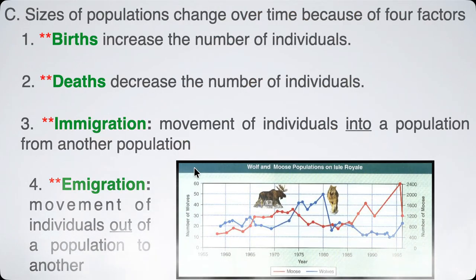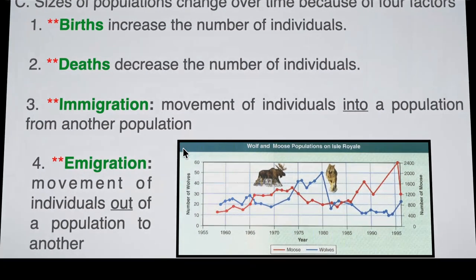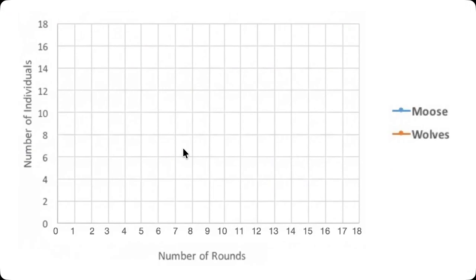All right, and so here we go. We've got a wolf and moose population on Isle Royale, Royal Island, in Canada. They measured how many wolves and moose there were every year since around the late 1950s, 1957 or so, just to see the relationships between the two organisms. So you could see births, deaths, immigration, emigration, etc. So we are going to do that right now, okay?